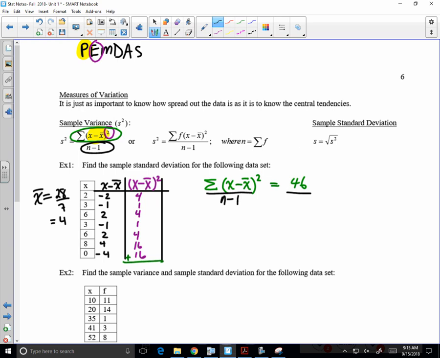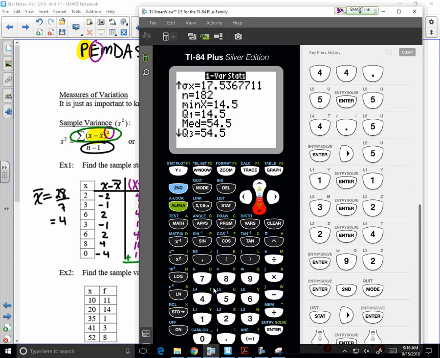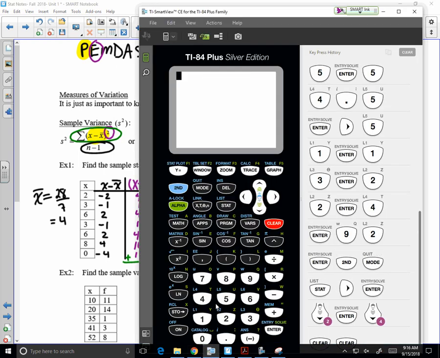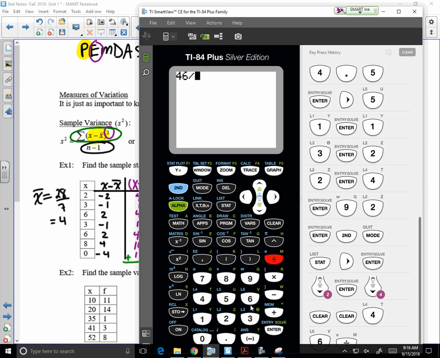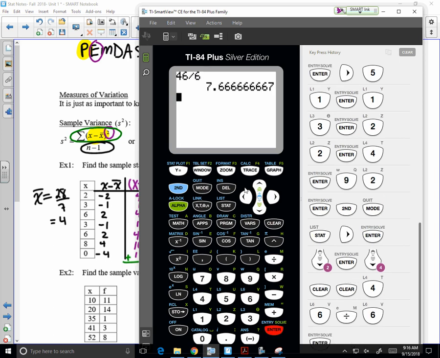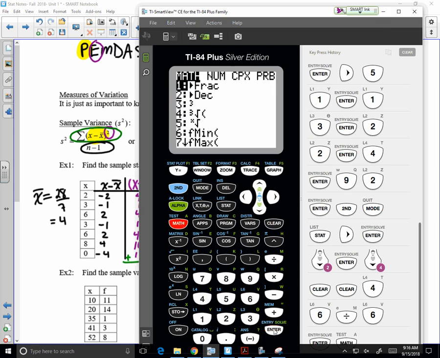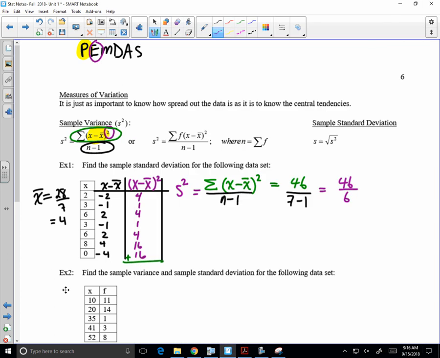But it's 7 minus 1. And what that's going to give us is s squared. So 46 over 6, 23 over 3. It's a decimal. Oh, it's a repeating one. All right, I'll just leave it as a fraction then. It's just 23 over 3.